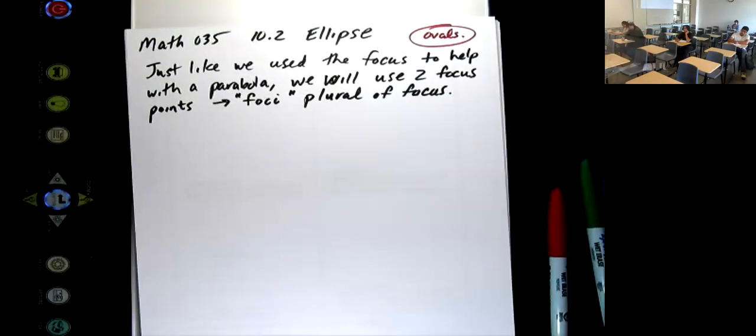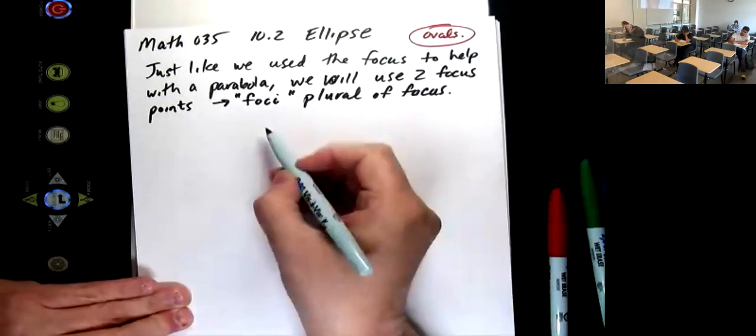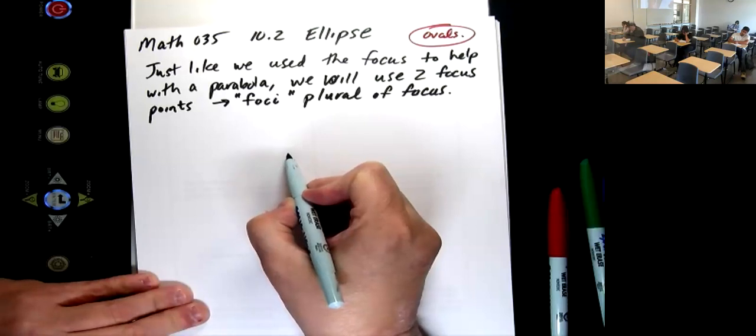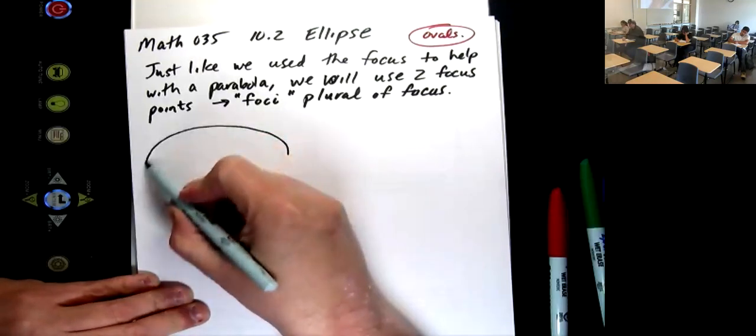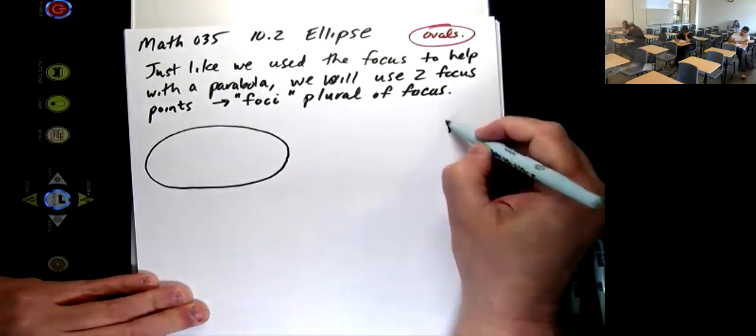Now on the parabola, we had the distance from the focus to the parabola was the same as the distance from the parabola to the directrix. There is a distance relationship with ellipses to their foci as well. Let's just draw the two standard ones. We could have one that's kind of flat, or we could have one that goes up and down.